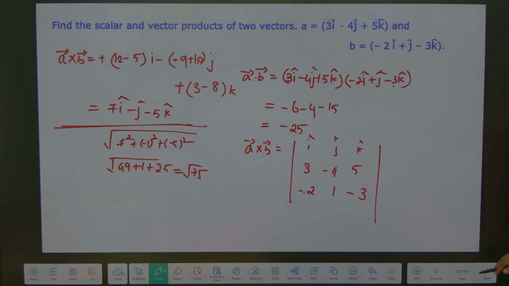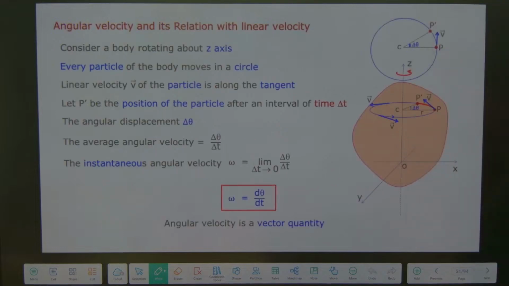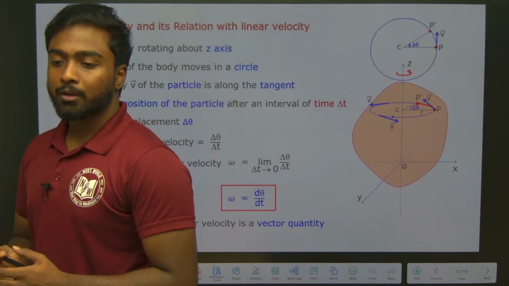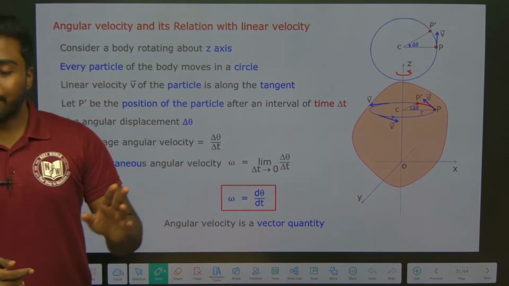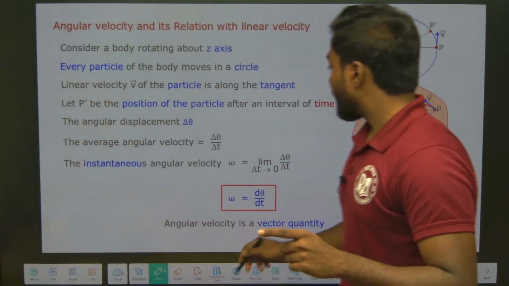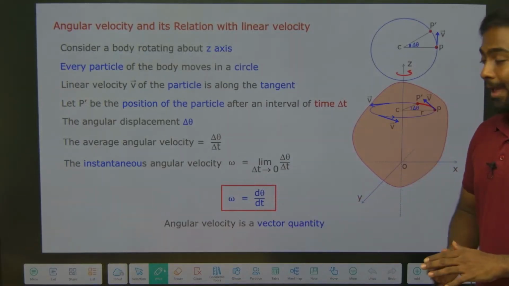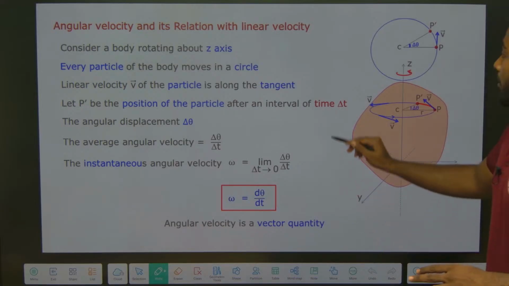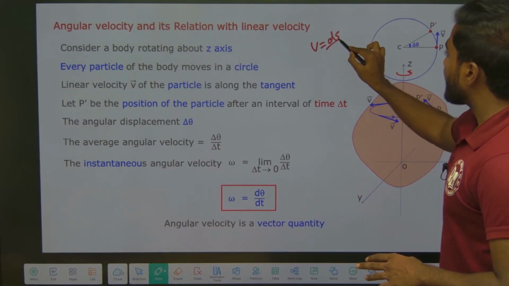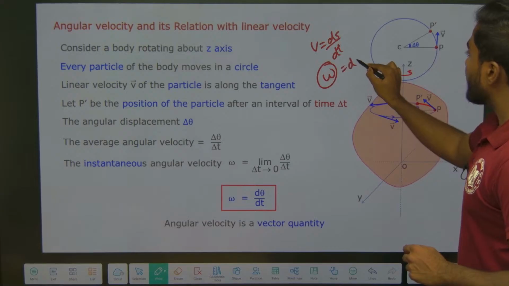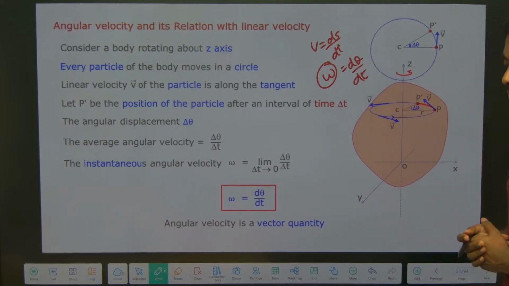Completed? Okay. So next is angular velocity and its relation with linear velocity. We have talked about linear velocity. What is linear velocity? Displacement by time. Similarly, angular velocity we have also talked about. What is the angular velocity formula? d theta by dt, angular displacement by time. We know that v is equal to ds by dt. Omega is nothing but angular velocity, which is equal to d theta by dt.